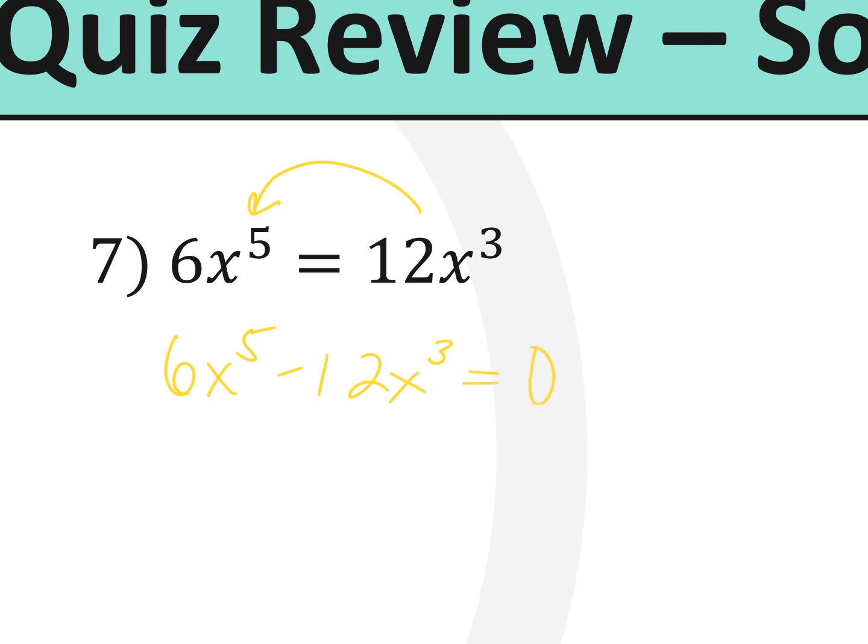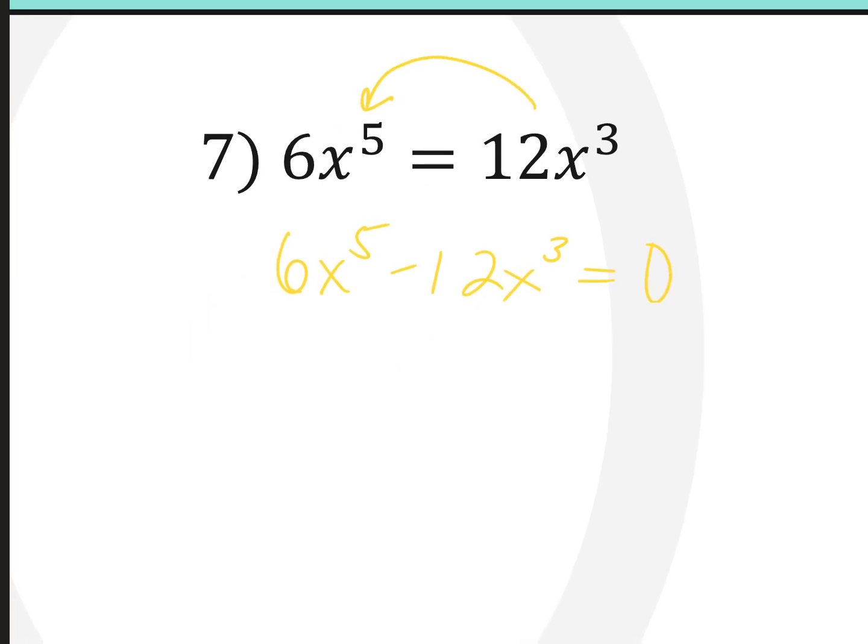How many answers should I have for this problem? 5. Good. First thing we ask is there a GCF? Is there? Yep. What? 6x cubed. Perfect. So that leaves me with x squared what? Minus 2 equals 0. All right. X squared minus 2. Is that difference of perfect squares? No, that's not a perfect square. So there's nothing else to break down now.